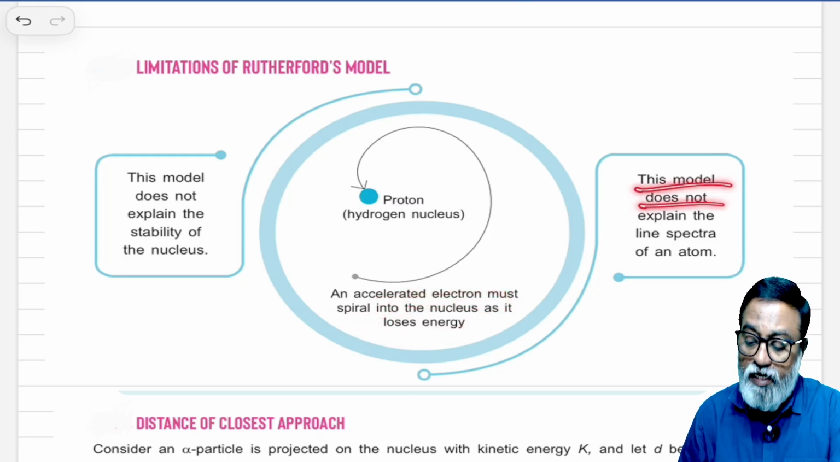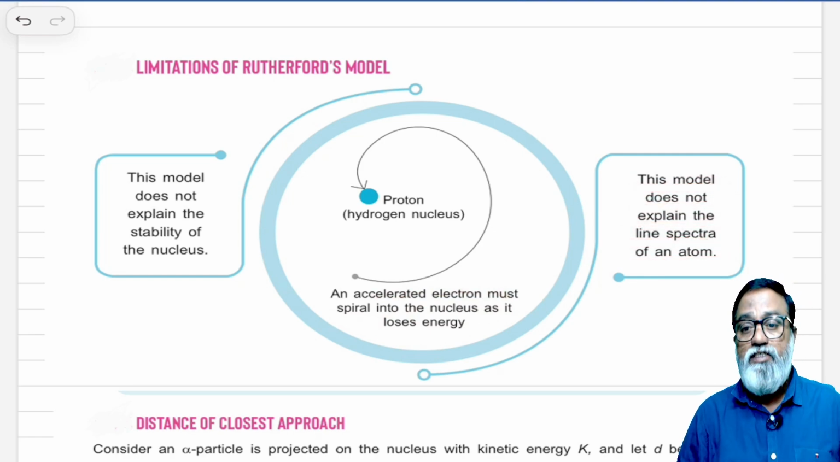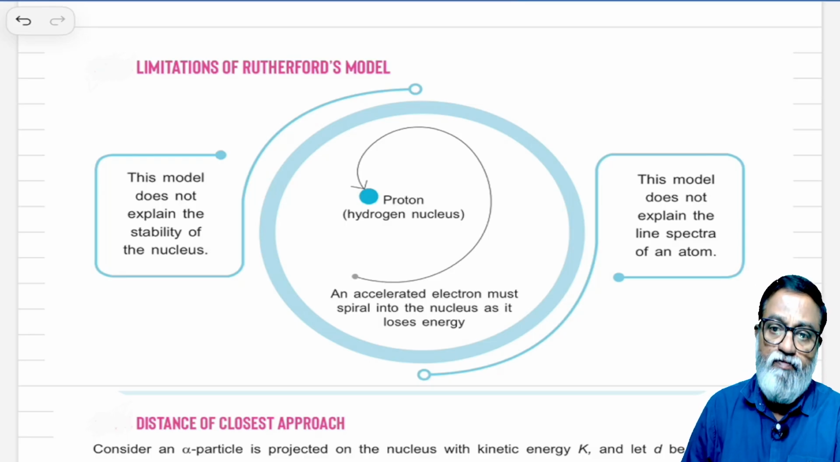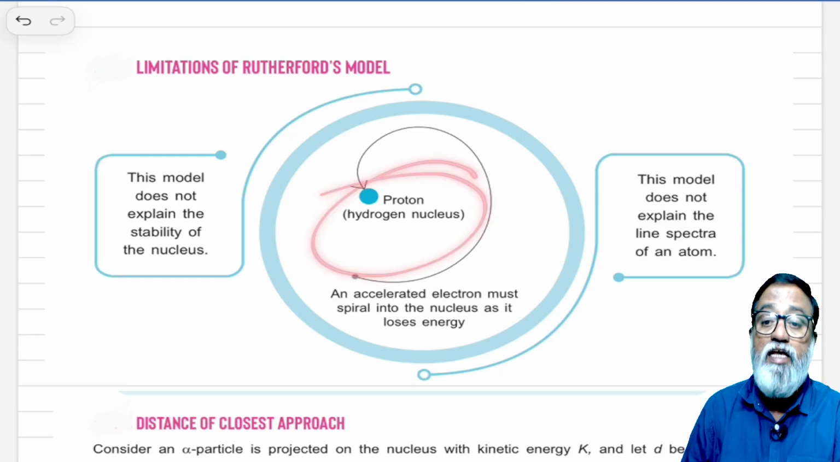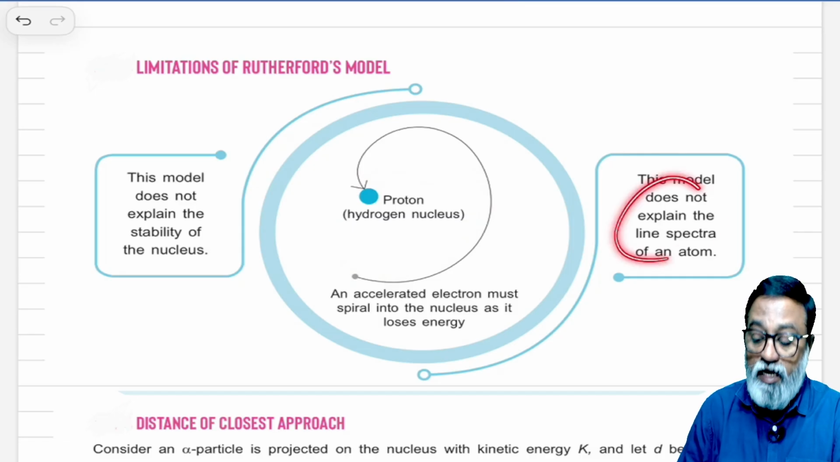This model does not explain the line spectrum of the atom. If this radiant energy is incident on any optical instrument, that is a prism, we can observe a line spectrum. But here, as it is continuously emitting energy, this is a continuous spectrum. Therefore, it does not explain the line spectrum.